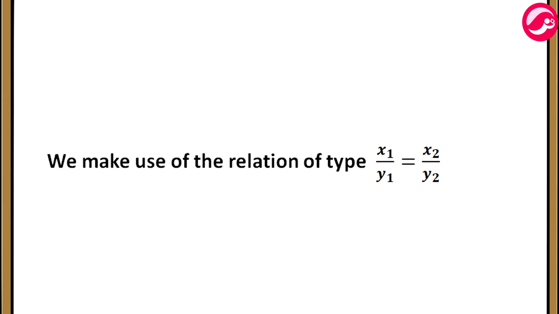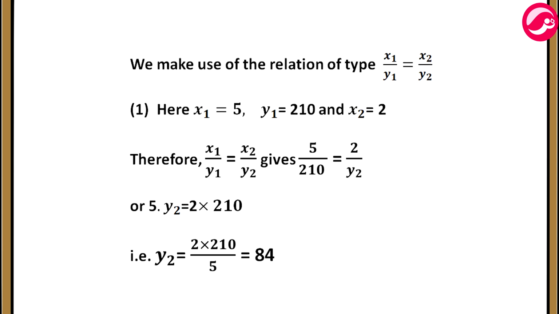We make use of a relation of the type x1 upon y1 is equal to x2 upon y2. Here x1 is equal to 5, y1 is equal to 210 and x2 is equal to 2. Therefore, 5 upon 210 is equal to 2 upon y2, or we can say 5 into y2 is equal to 2 into 210. That is y2 is equal to 2 into 210 upon 5, which is equal to 84.